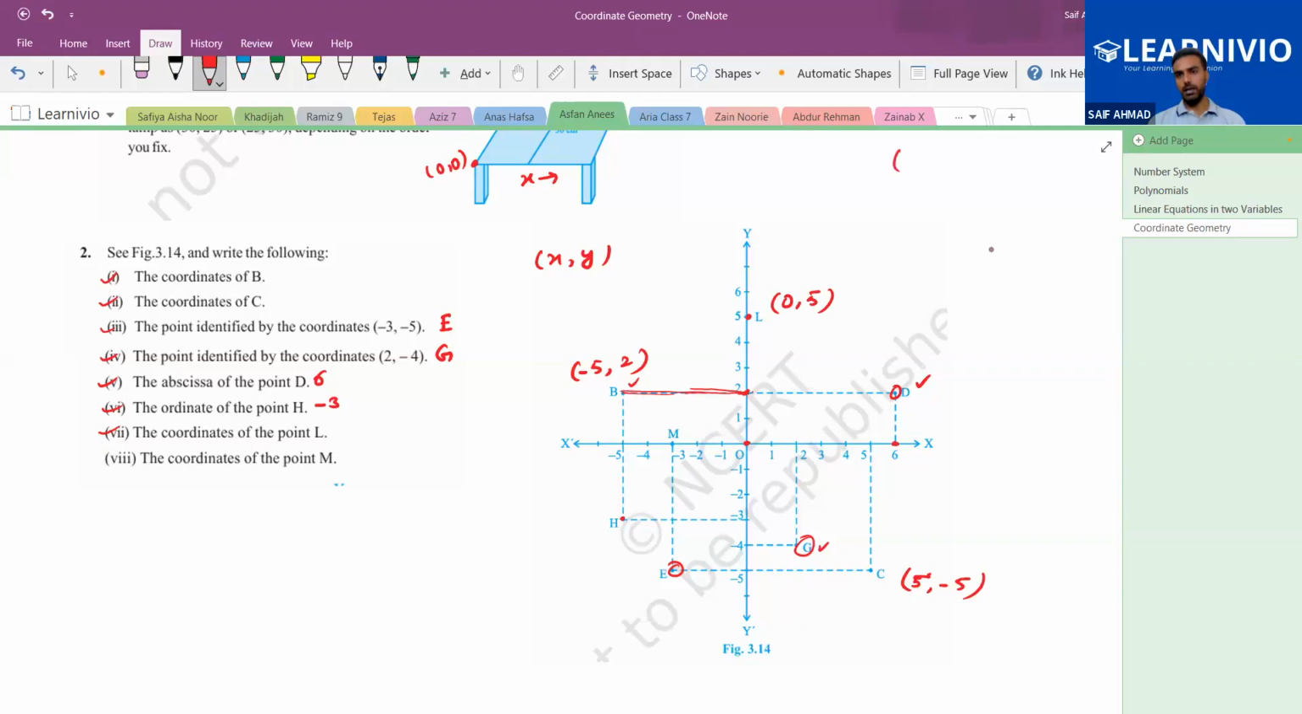When it is (5, 0), it means we only move on the x-axis. We do not move on the y-axis. Can you tell me where (5, 0) is located? (5, 0) is located here. We only moved on the x-axis, but not on the y-axis. So the coordinates of point L are (5, 0).